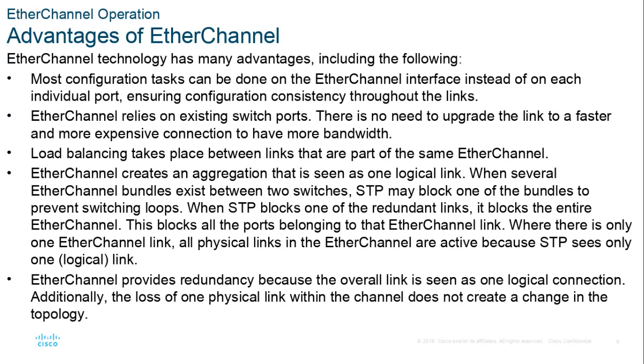If I have several ether channel bundles between 2 switches, STP may block one of them. It blocks the entire ether channel. If I have only one ether channel link, which is the most common, we can put from 2 to 8 wires from one switch to another switch, and they'll become one physical ether channel. And this gives us redundancy because it looks like one logical connection. I can lose as many links as there are in the physical link, except one, and it'll still keep working. It'll just get slower and slower as they get dug up by the backhoes.